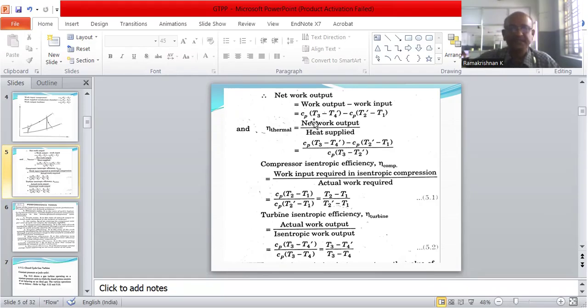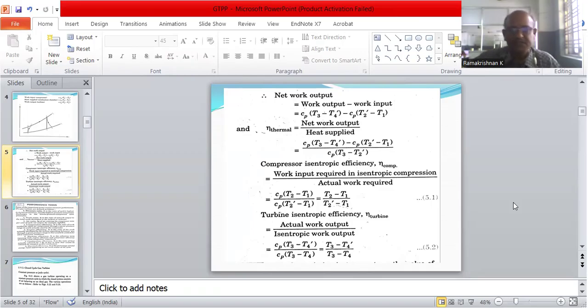So that is Cp into (T3 minus T4 dash) minus Cp into (T2 dash minus T1). And thermal efficiency is net work output divided by heat supply. Now we have written the net work output divided by the heat supplied in the combustor, Cp into (T3 minus T2 dash).